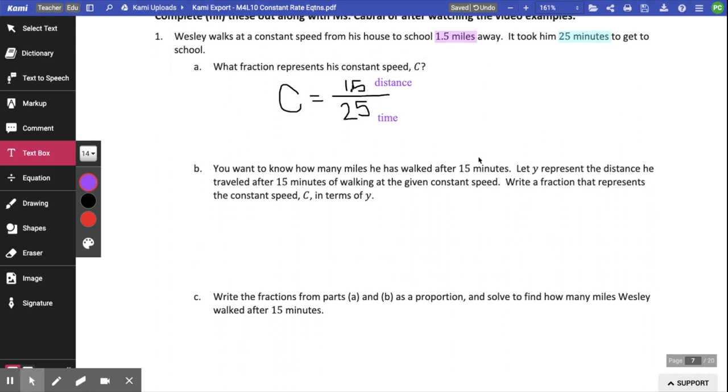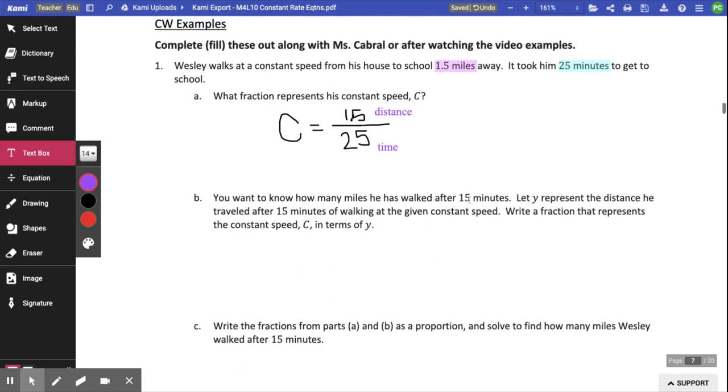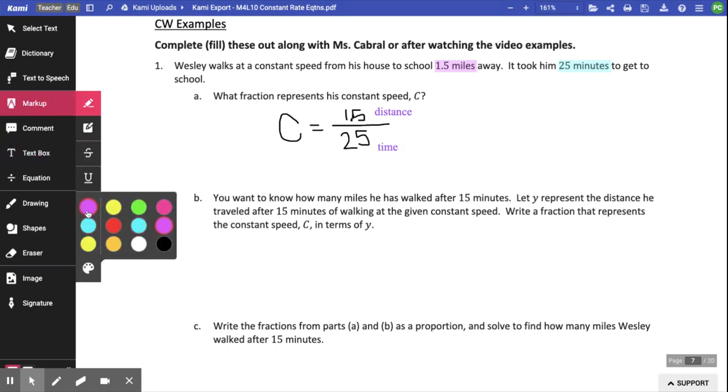Part B says you want to know how many miles he has walked after 15 minutes. Let Y represent the distance he traveled after 15 minutes of walking at the given constant speed. Write a fraction that represents the constant speed C in terms of Y. This question starts to get a little bit tricky, but first let's focus on the first sentence because there's some important information in it. You want to know how many miles he has walked after 15 minutes. So the first part of the information that we do know is that he has been walking for 15 minutes.